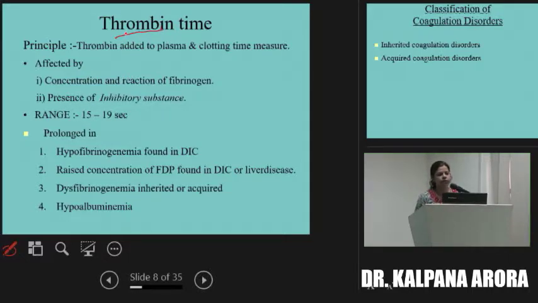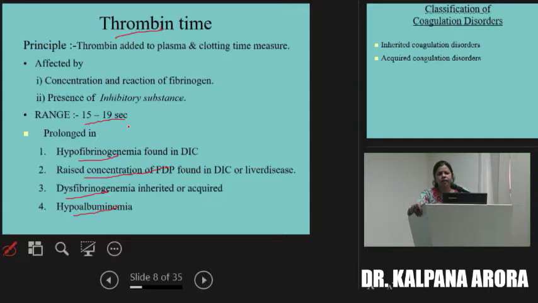In this, we see the formation of the thrombin. It ranges 15 to 19 seconds. It is increased in hypofibrinogenemia, raised concentration of FDP, dysfibrinogenemia, and hypoalbuminemia. These are the basic tests which we do in any routine lab for the assessment of the clotting factors.